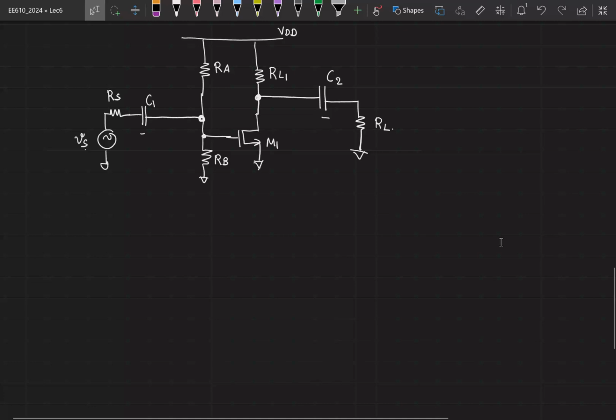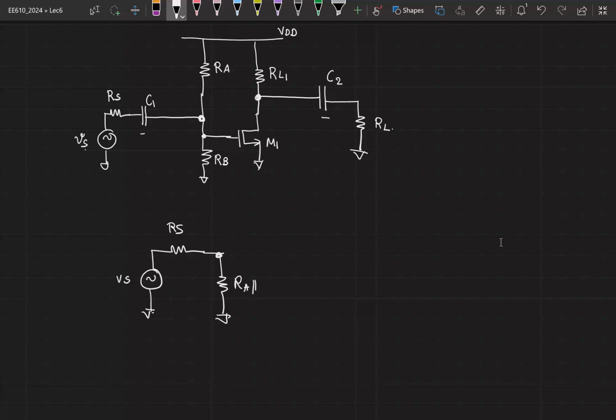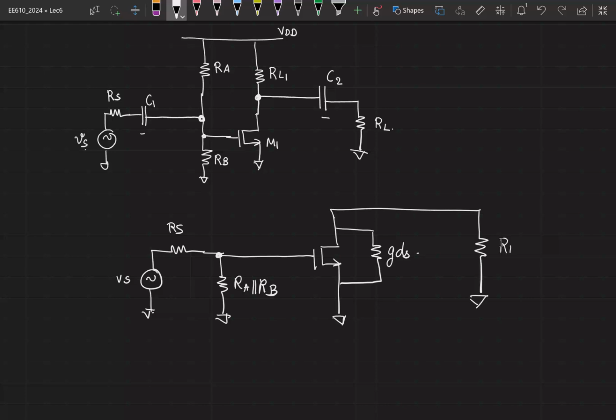Help me sketch the small signal circuit for this. So we'll start with Vs. What happens to C1? It's shorted. What is the other resistor? This is RA parallel RB. Across the voltage controlled current source, I now have a GDS. And then what is the other resistor? This is RL parallel RL. Because I have represented everything else in terms of resistance, instead of GDS, I'll write it as RDS given by 1 by GDS. And what is the current flowing through this? GM times VGS.